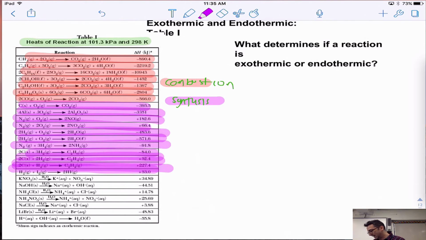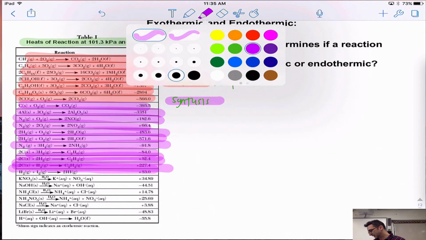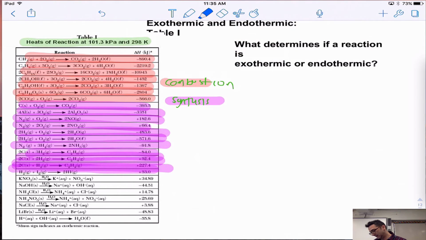And then you have reactions where they dissolve a substance in water, and that would be these reactions here, where you're dissolving in water. You can see that all of these reactions have a delta H, either positive or negative. They're so nice, they tell you a minus sign for delta H, which tells you that it's exothermic. Depending on the type of reaction will depend on if it's exothermic or endothermic.